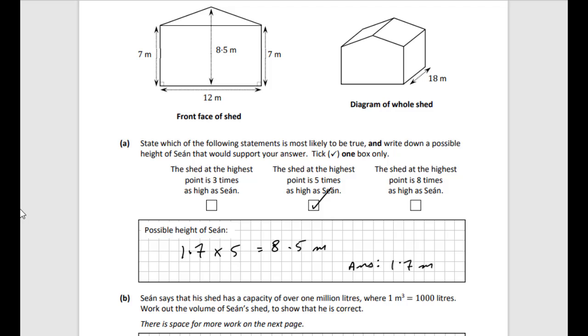1.7 meters. Now the last one here, the shed at the highest point is 8 times as high as Sean. So if you take 8.5 divided by 8, you get 1.06 meters. He's more likely to be 1.7 meters tall than 1 meter tall, I think. So I'm going to go with that.